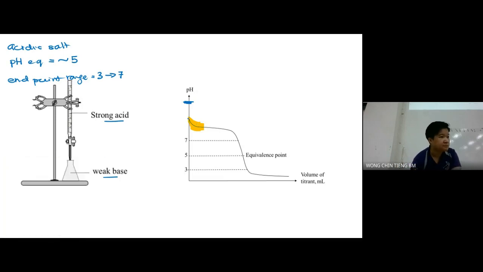Sayang, bila titration saya bermula, Aina sekali lagi, who at 0, my volume of titration at 0, at this point, who is located in my conical flask?